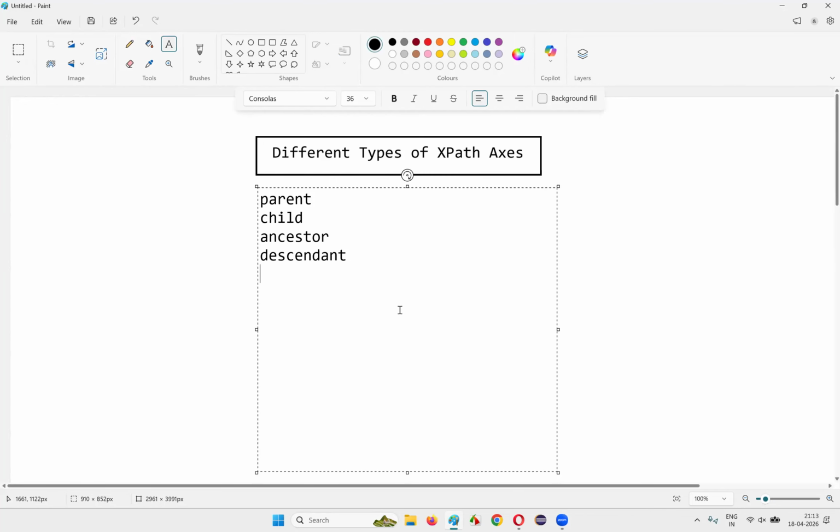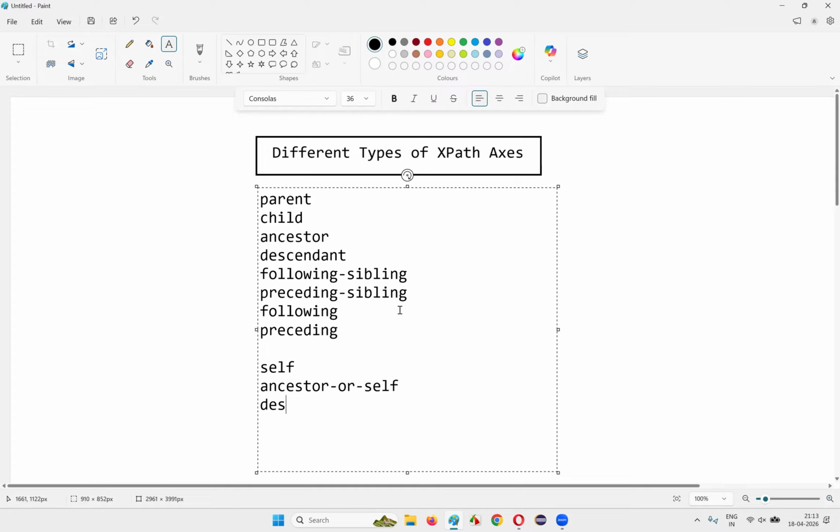descendant, then we have following-sibling, then we have preceding-sibling, then we have following, then we have preceding, then we have self, then we have ancestor-or-self, then we have descendant-or-self axis, then we have attribute axis, then we have namespace axis.